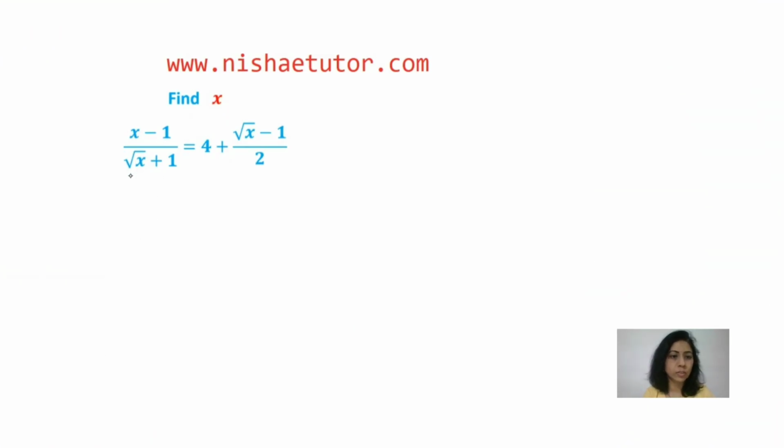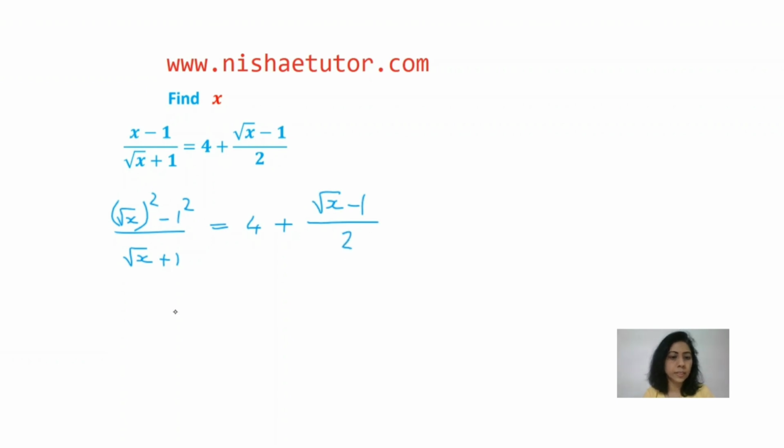Here, just observe. Here we are given square root x plus 1, and here we are given x minus 1. So this one can be written as (square root x) squared, which means x, and 1 we can write as 1 squared. The denominator we write as it is, square root x plus 1. This is equal to 4 plus (square root x minus 1) divided by 2.